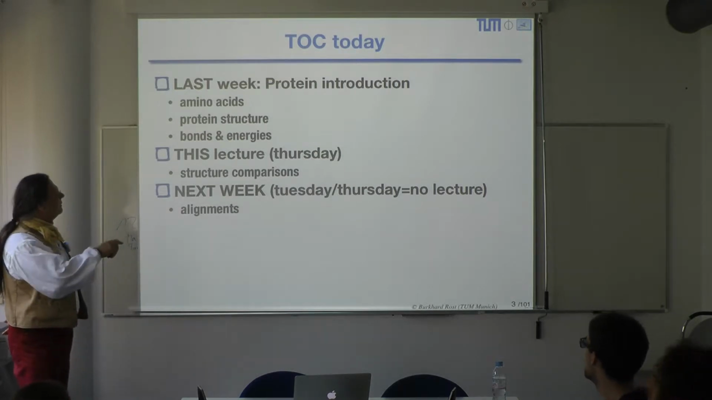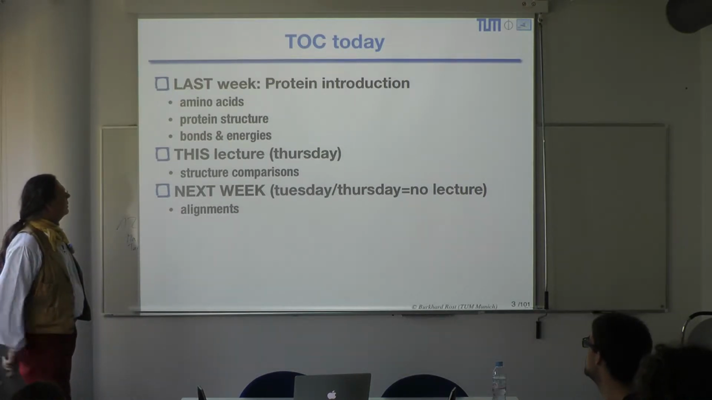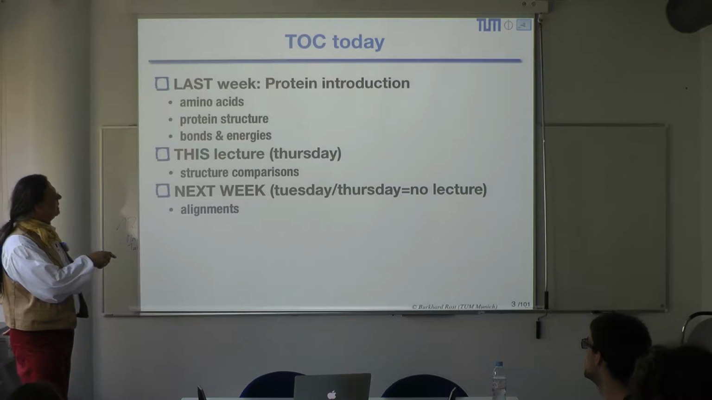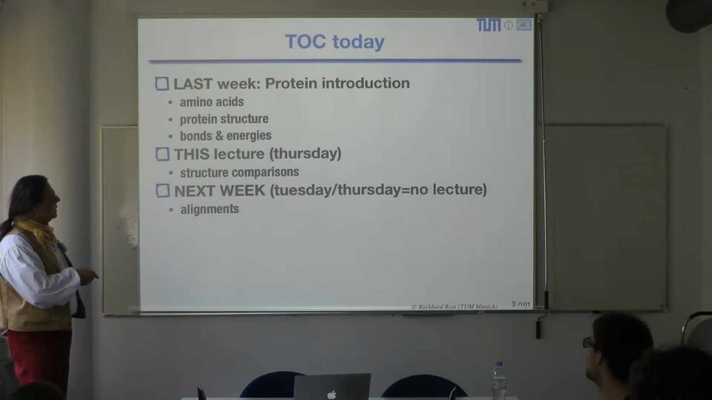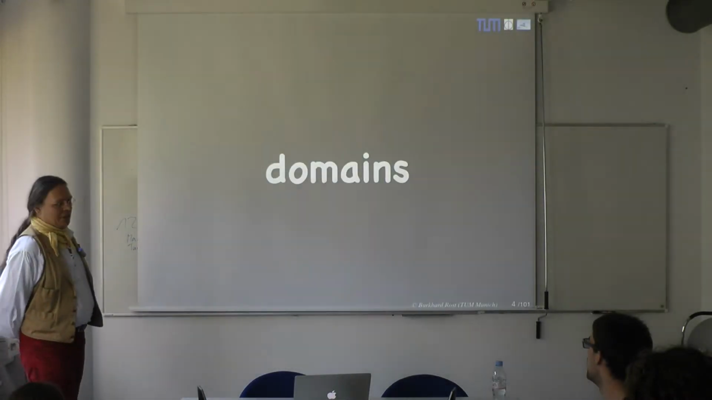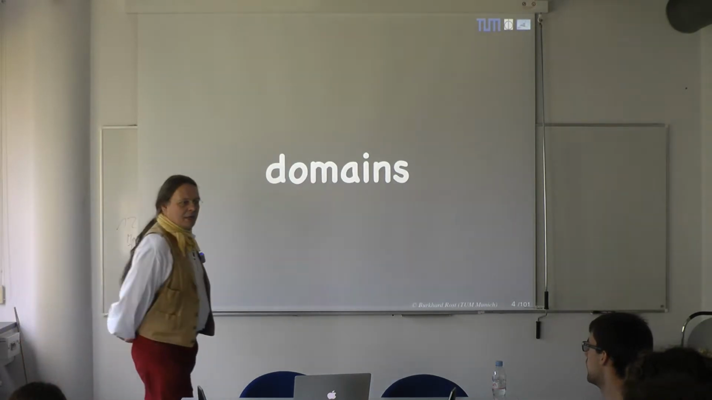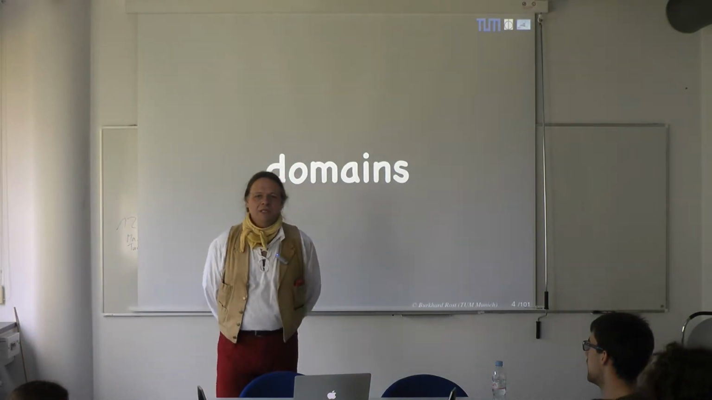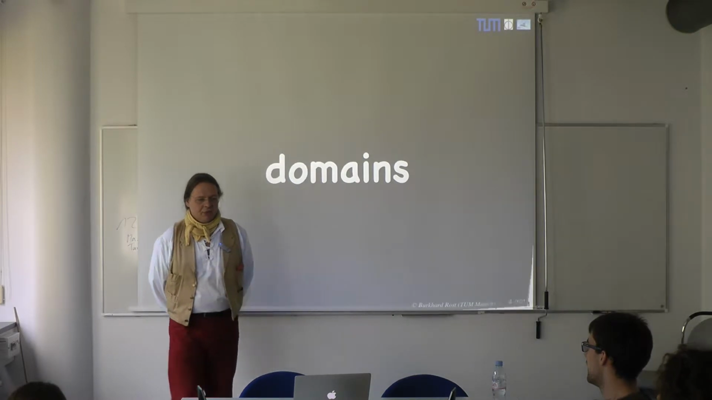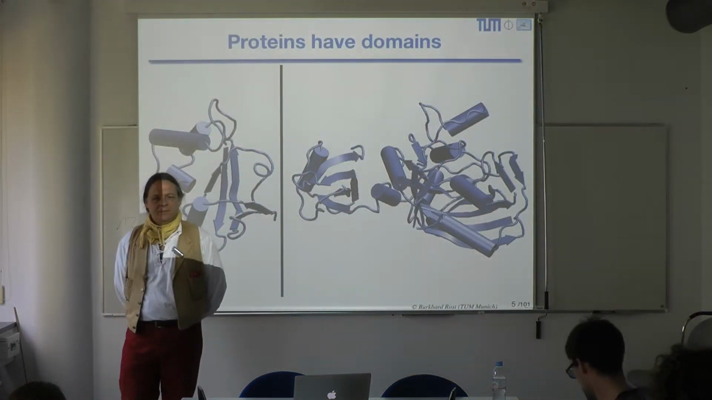So last week you had a recap on the constituents of a protein structure. Today we look at structure comparison, and next week we have a recap on alignments. Let's begin again with the other idea of units, namely the idea of domains. Proteins are made of domains.